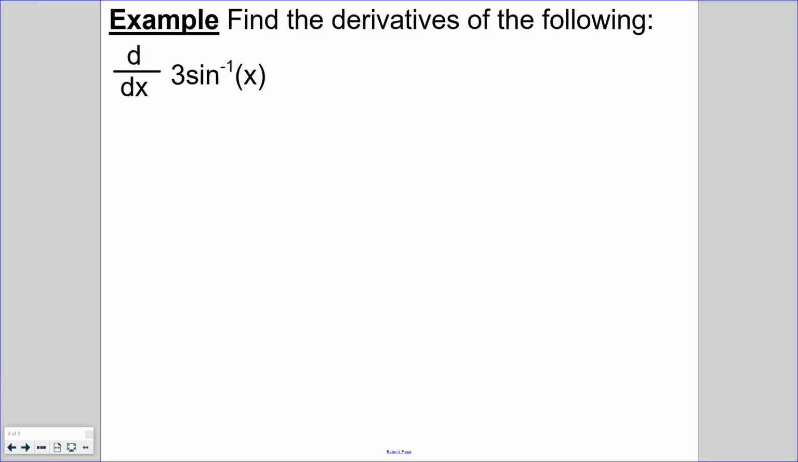Alright, so in our first example, we're being asked to find the derivative of 3 sine inverse of x. So before we dive into this, let's just do a little bit of side work here and a little bit of thinking through, since this is our first derivative of an inverse trig function. Well, we know that the derivative of sine inverse of u is going to be 1 over the square root of 1 minus u squared, and then times the derivative of u.